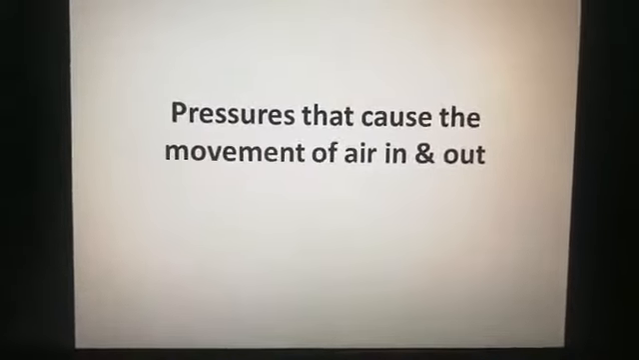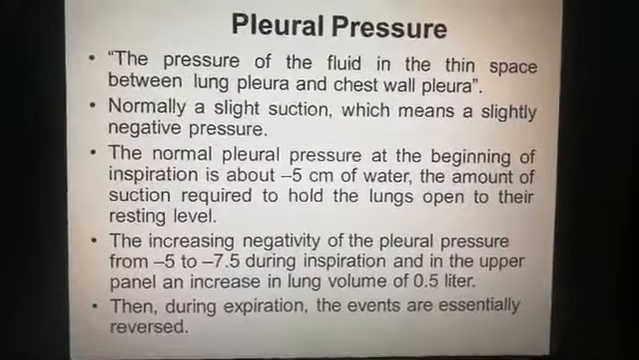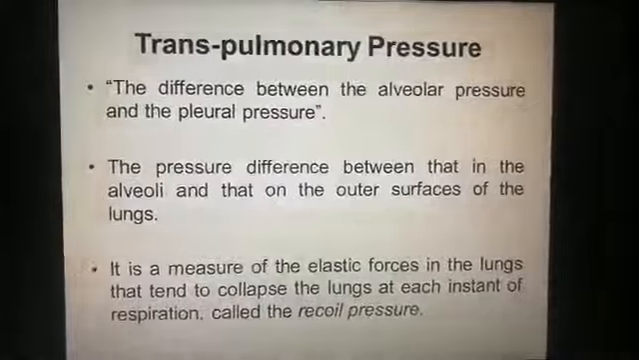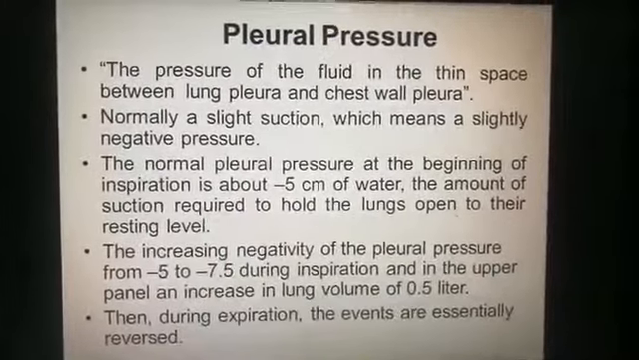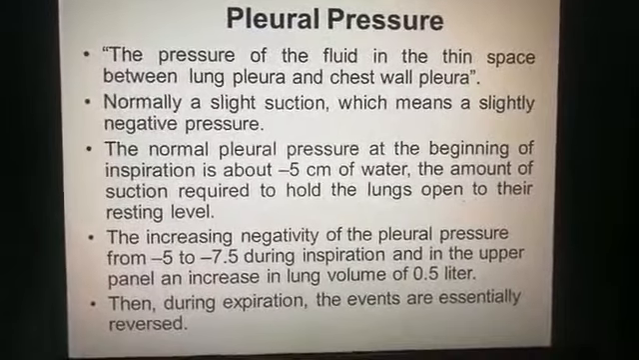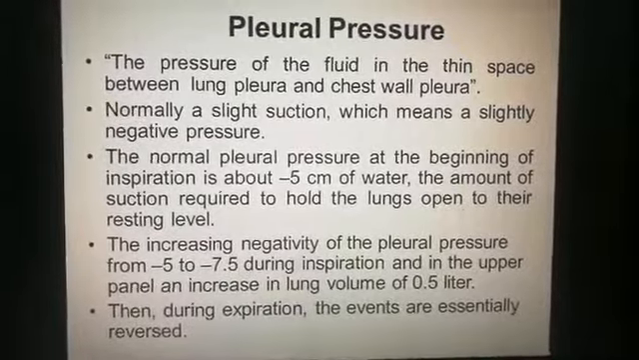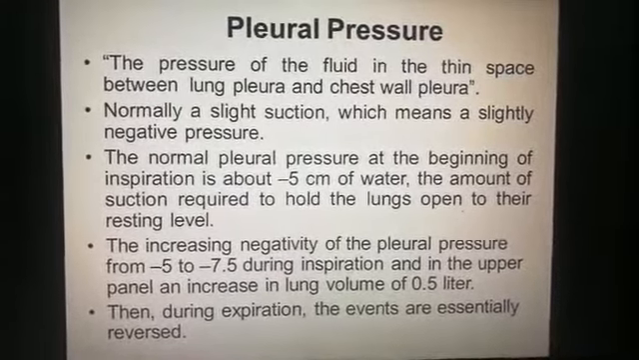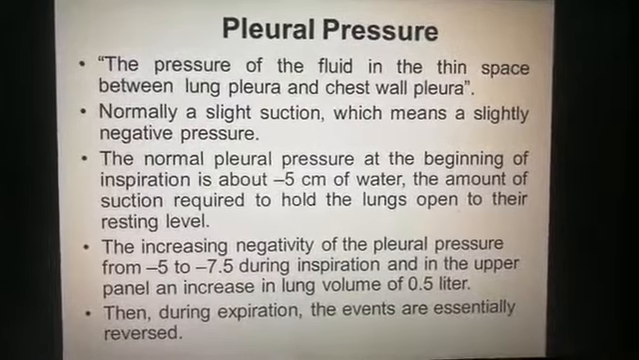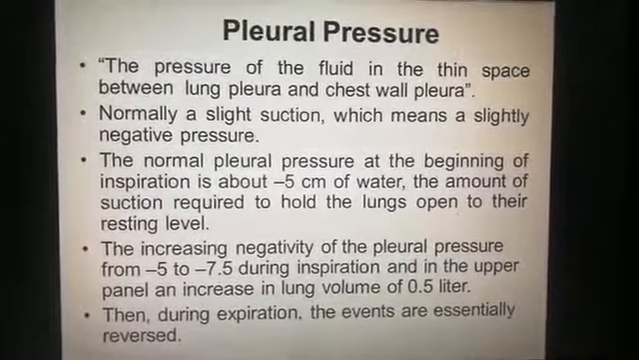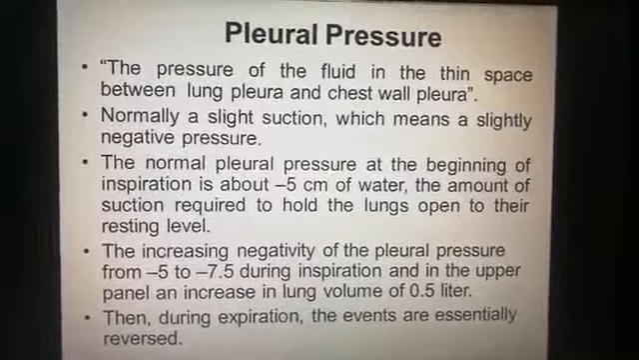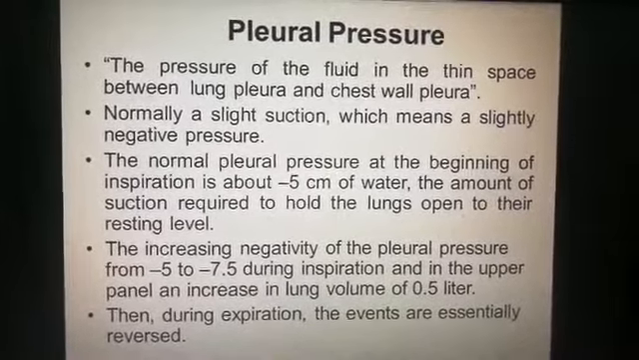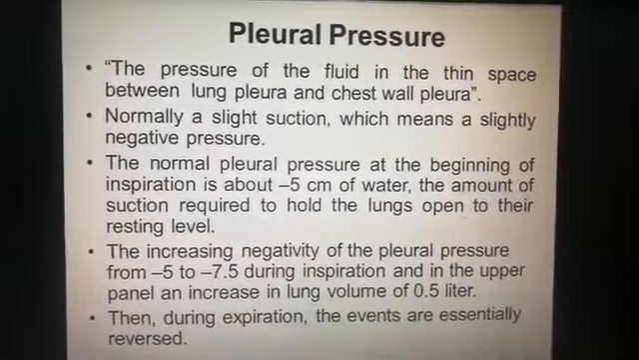Pressures that cause the movement of air in and out. There are actually three pressures: pleural pressure, alveolar pressure, and then transpulmonary pressure. So we will discuss one by one. Pleural pressure is the pressure of the fluid in the thin space between the lung pleura and the chest wall pleura. So between the chest wall pleura and the lung pleura there is a space called the pleural cavity, there is a fluid, and the pressure of that fluid is pleural pressure.